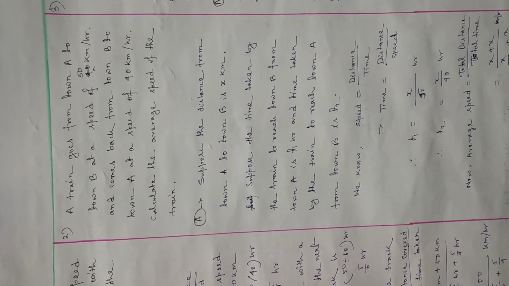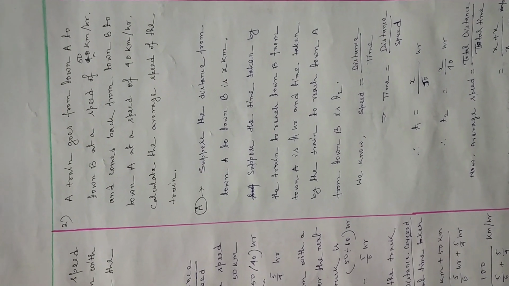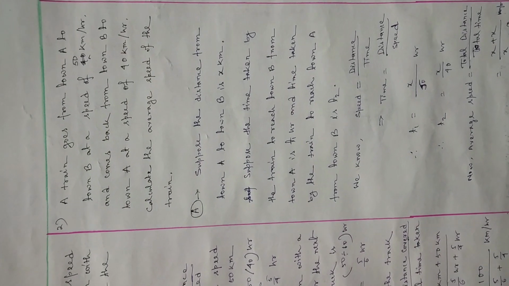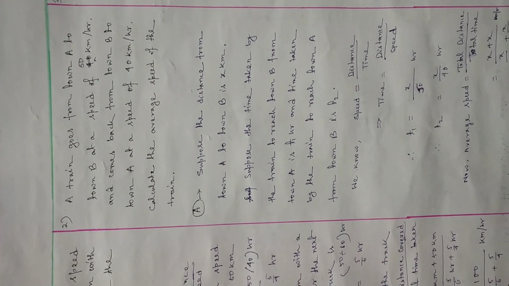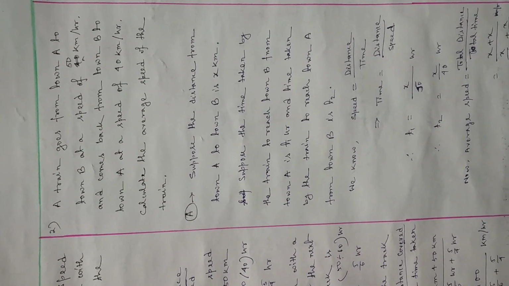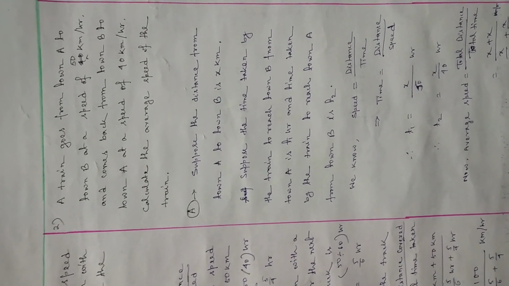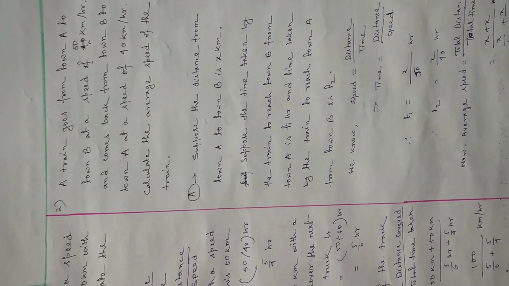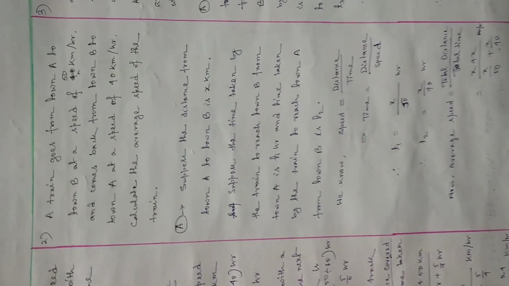So it goes in t1 hour and returns in t2 hour, and it covers first x kilometer. That means when he reaches town B from town A, the distance is x kilometer. So it covers x kilometer in t1 hour, and again when it returns it covers x kilometer in t2 hour. Okay, this is the concept.